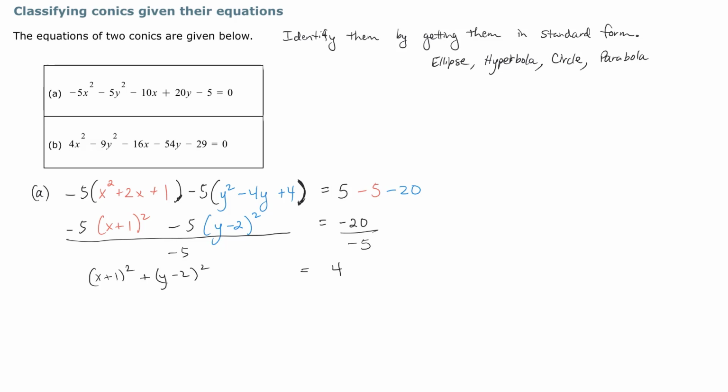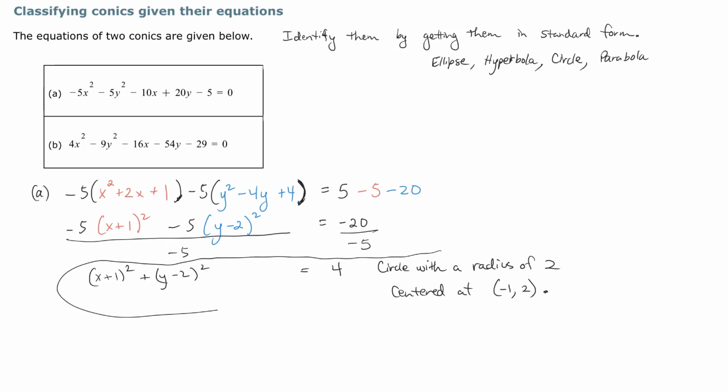This is an equation of a circle. Or why don't we just identify the conic to be a circle with a radius of 2, centered at -1, 2. There we go. So make sure you write it in a standard form and then give it its name. Give it its mathematical vocabulary.